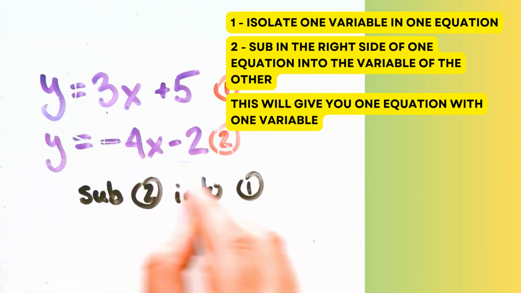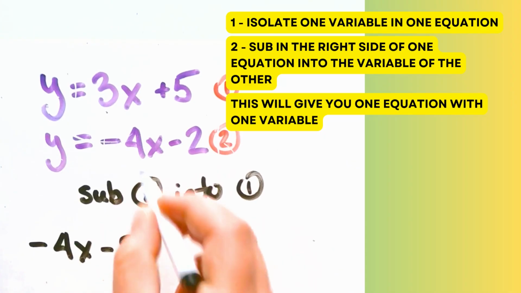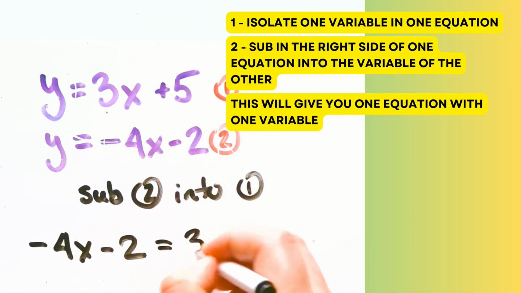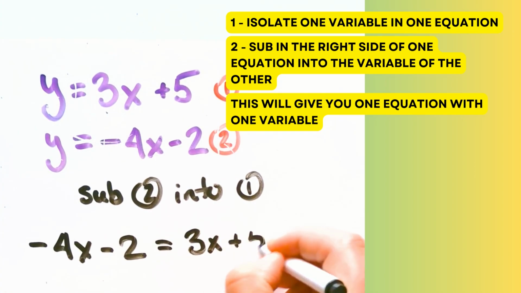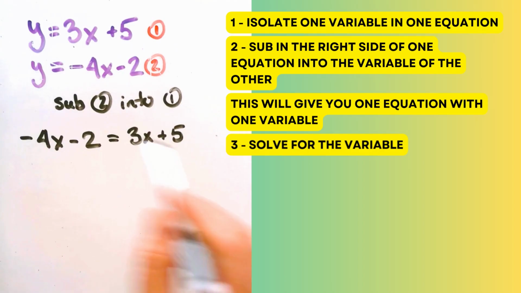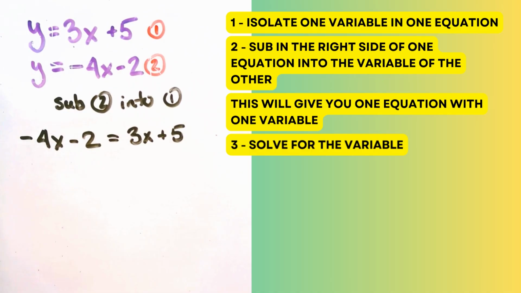So instead of y, I'm going to rewrite this part of the equation: negative 4x minus 2, right? This part, instead of y, equals, and then I rewrite the rest of equation 1: 3x plus 5. And now the next part is simple. All I want to do is simplify this big equation and solve for the missing variable. I have one equation, one variable, so that should be easy.